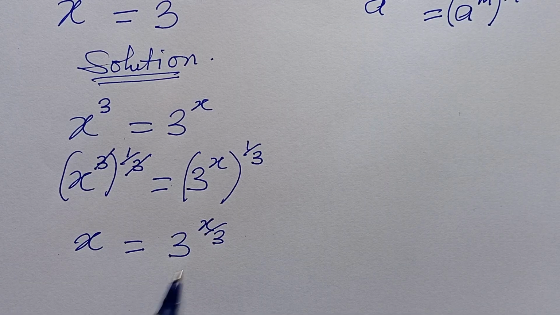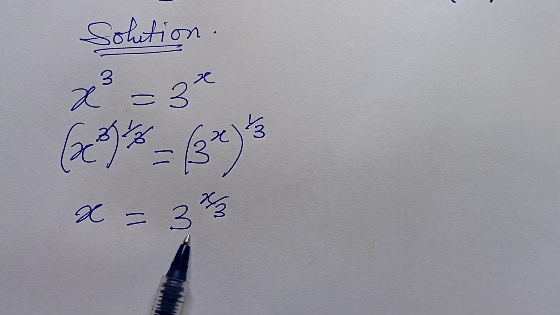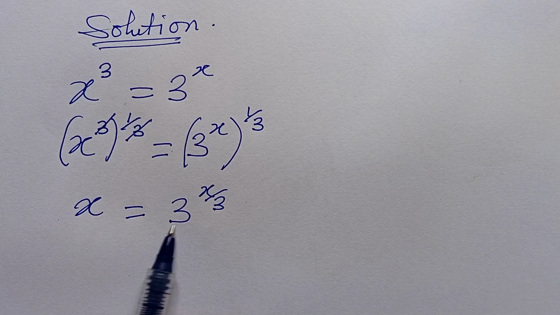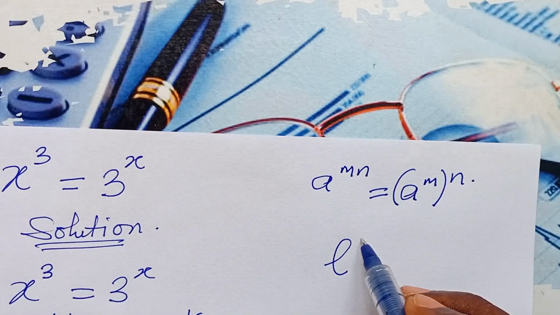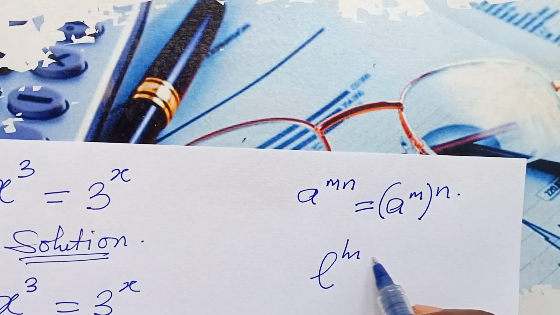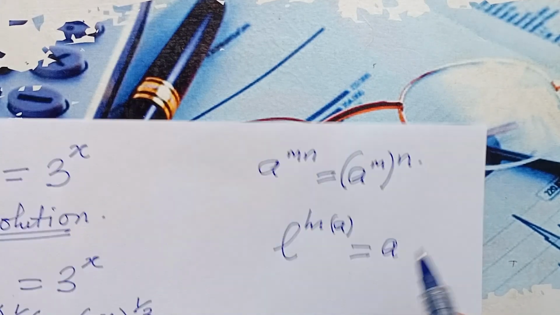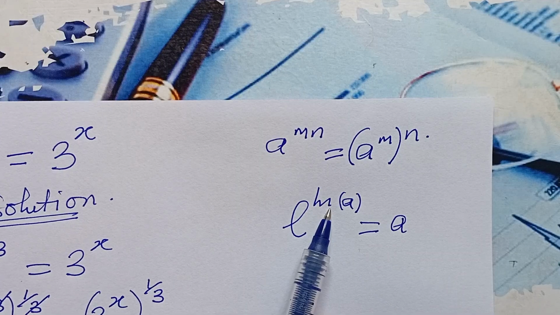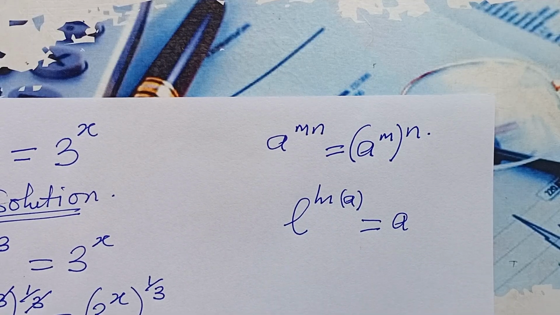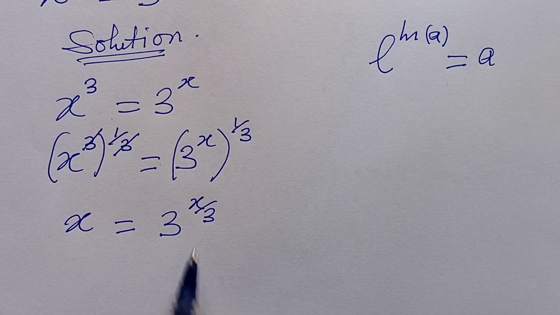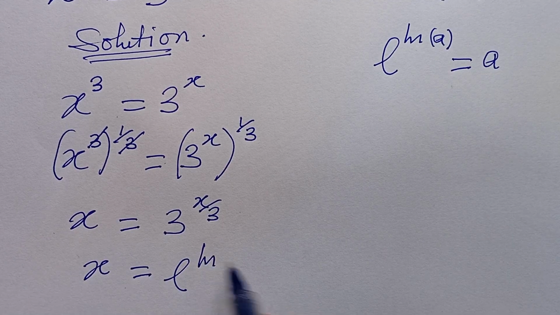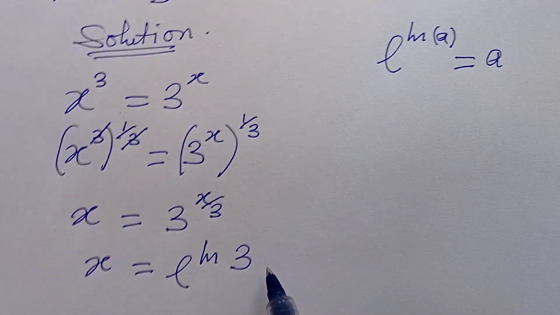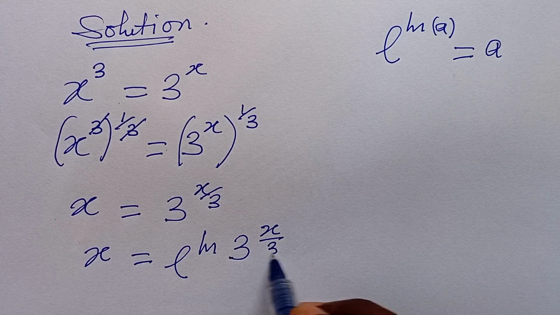Okay, now I want to introduce e to this side of the equation. In other words, I want to rewrite this part of the equation. How? Remember that if you have e raised to the power of the ln of a, this is the same thing as a, because this is ln base e, and so it cancels this and you are left with a. And so I want to rewrite this part of the equation. So we're going to have x is equal to e raised to the power of ln of our existing 3 raised to the power of x all over 3.